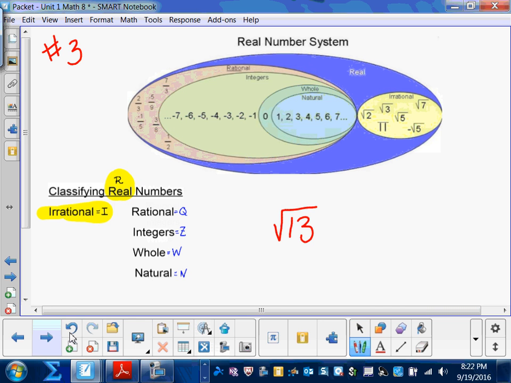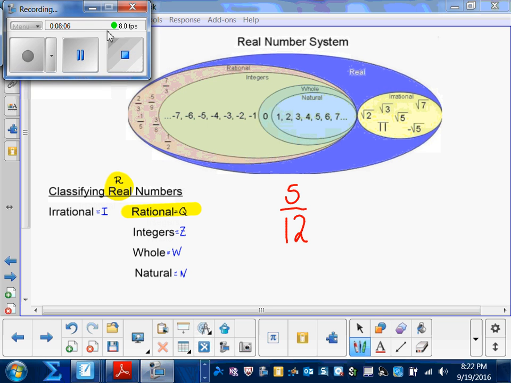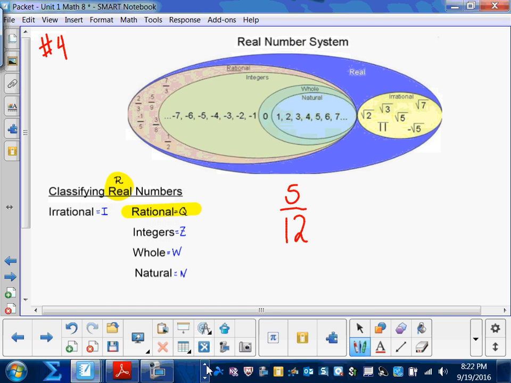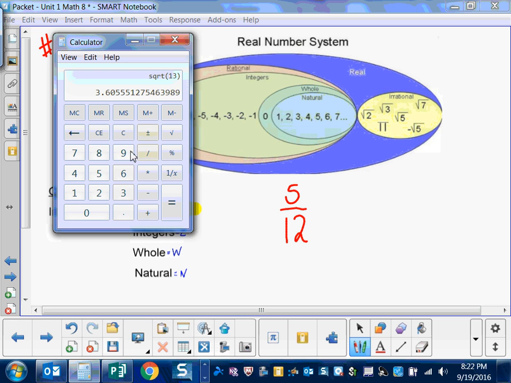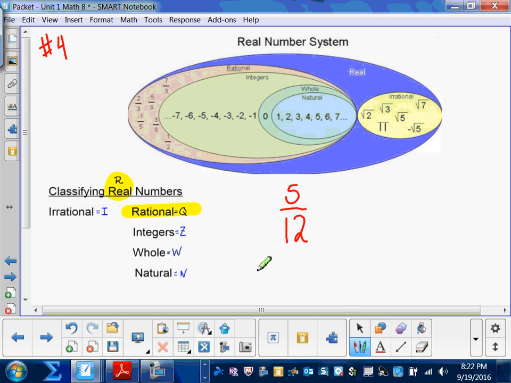And our final example is 5/12. So it's a ratio, so I know it's rational. Is it an integer? No. Whole number? Natural? No. So it's a rational number and it's real. And let's look at that. Since it's a rational number, if we do the decimal, let's look. Is the decimal repeating or does it terminate? It's repeating. So that's how you classify numbers.